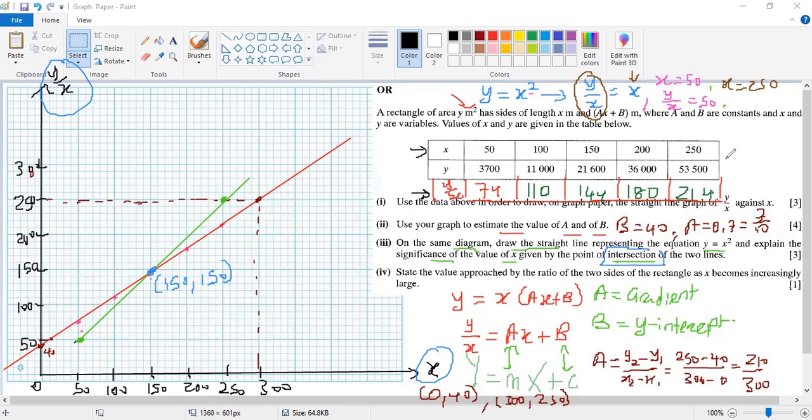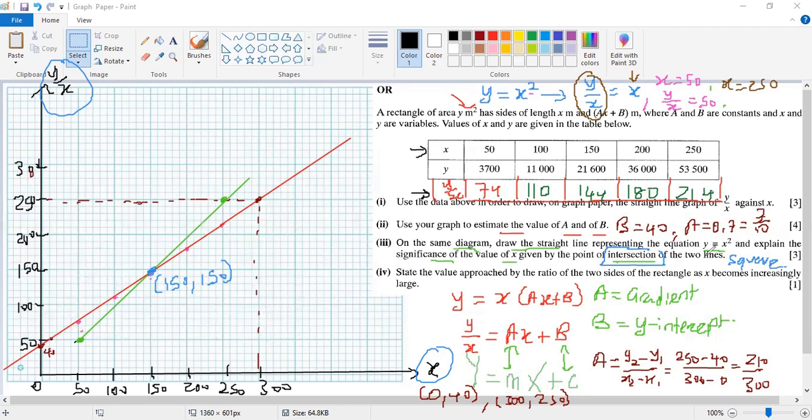How do we know that? Because y is x squared, that's the area of a square. y is equal to x times x. One side is x, the other one also is equal to x. So that's it, it's a square. At that point, the rectangle becomes a square. Square is a subset of rectangle, not the other way around.